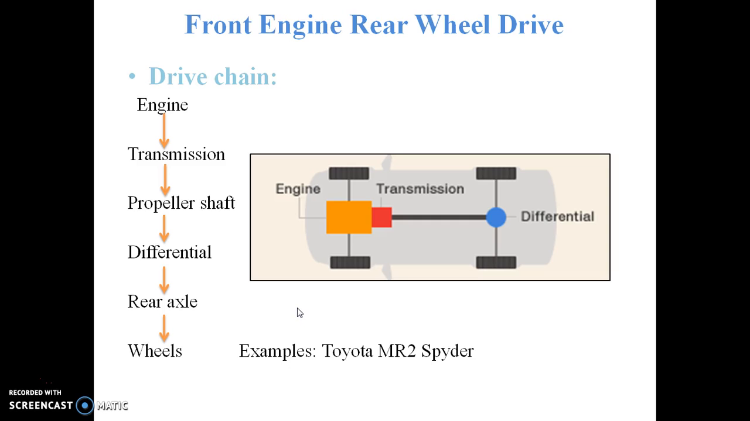So in this case, the advantage is that there is a higher luggage carrying capacity. At the same time, the disadvantage is that it requires a long propeller shaft in order to drive the transmission from the engine to the differential. The example for this type of layout is the Toyota MR2 Spider.